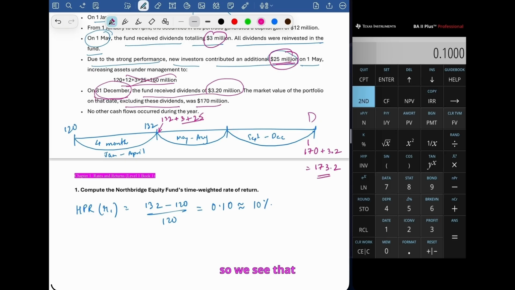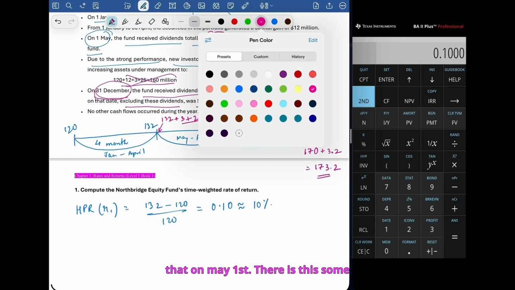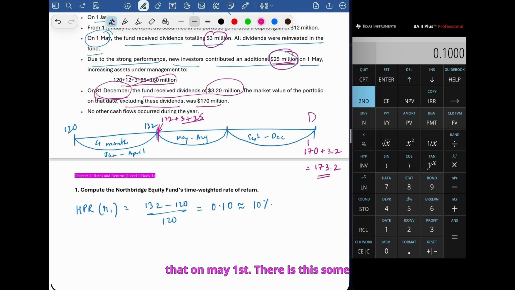We see that addition is only happening here, addition of the fund. Withdrawal is happening nowhere. So on May 1st, there is this pink line where the addition of the fund is happening. We want to calculate the holding period return for this period, the yellow one, this entire 8 months.